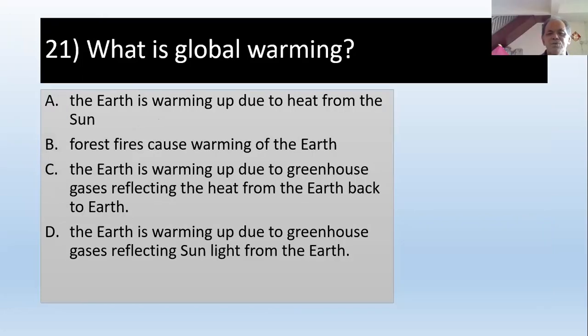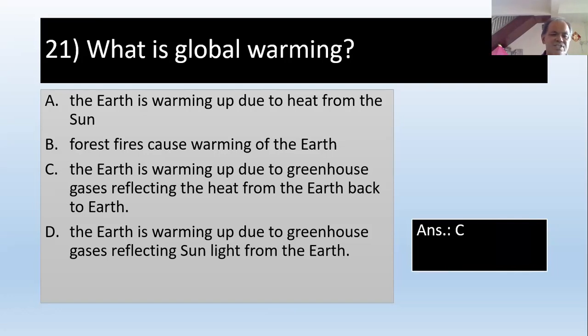Okay. 21, you are a bit lost. Global warming. Earth is warming up due to heat from the sun. Forest fire causes warming of the earth. No, it is not because of that. The earth is warming up due to greenhouse gases reflecting the heat from the earth back to the earth. That's the reason. Normally, the sun hits the surface, you want the heat to be lost. But the greenhouse gases will reflect the heat that's supposed to be lost back to the earth. So you warm up the temperature of the earth.